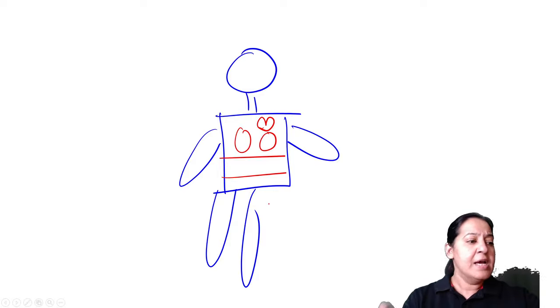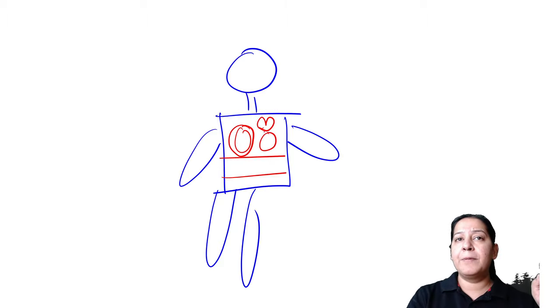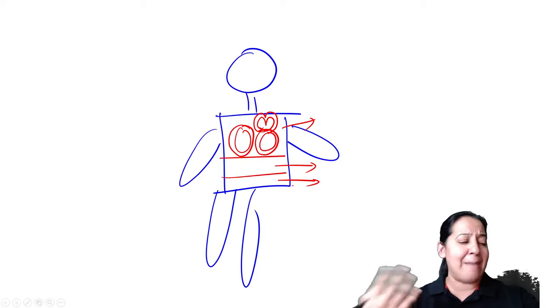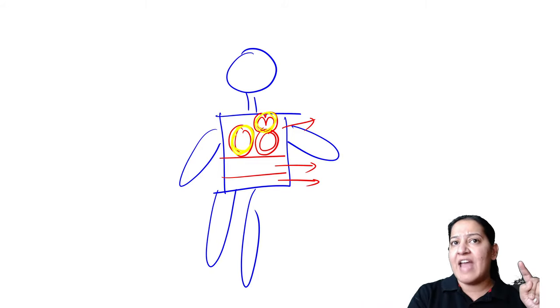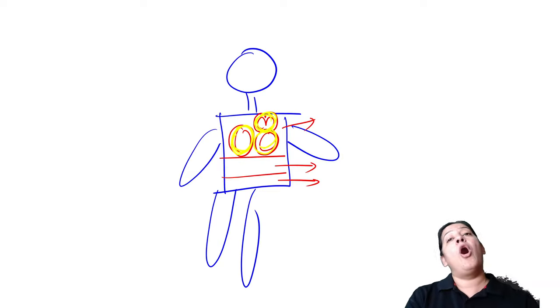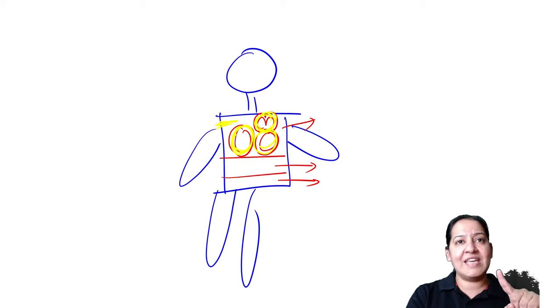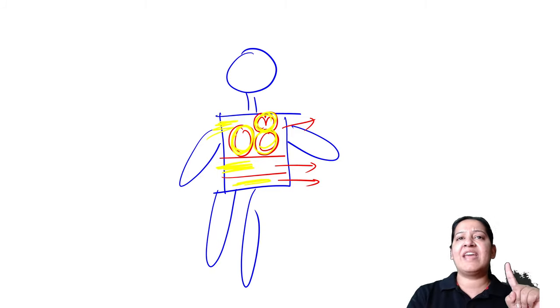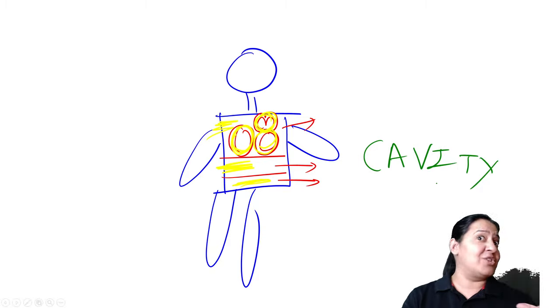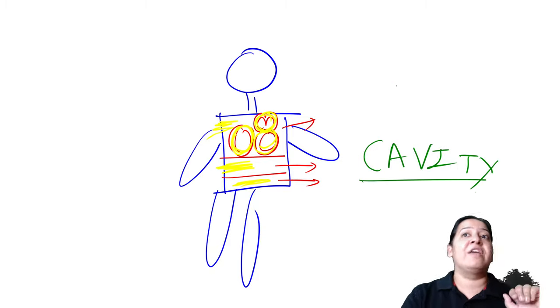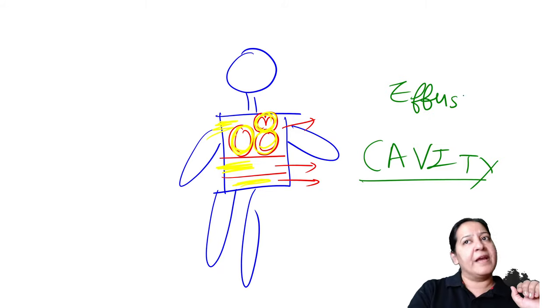We have various cavities. The lungs are covered by the pleural space, that is the pleural cavity. The heart is covered by the pericardial cavity. This is the thoracic cavity. This is the abdominal cavity. This is the pelvic cavity. If fluid is accumulated in a cavity, either pleural cavity or pericardial cavity or thoracic cavity or abdominal cavity or pelvic cavity, any cavity, it is not interstitial space, it is a cavity. Then it is known as effusion. It is not known as edema, it is known as effusion.